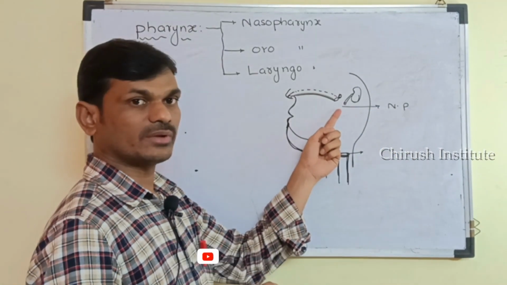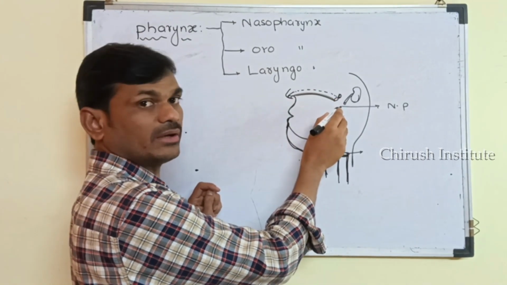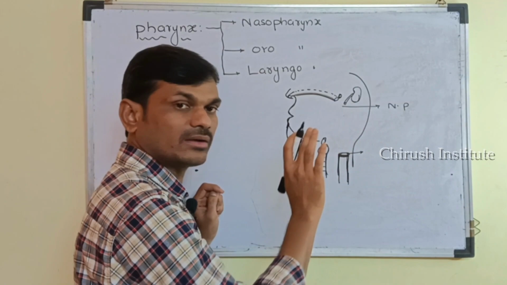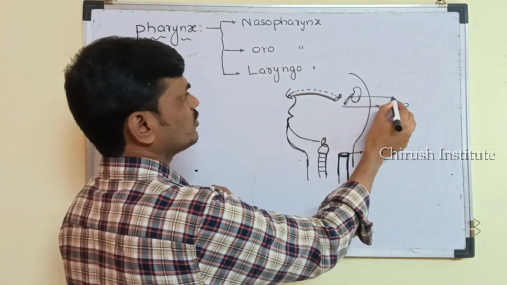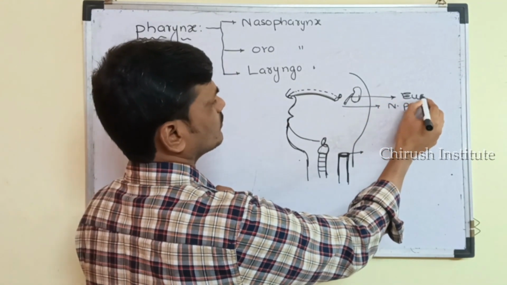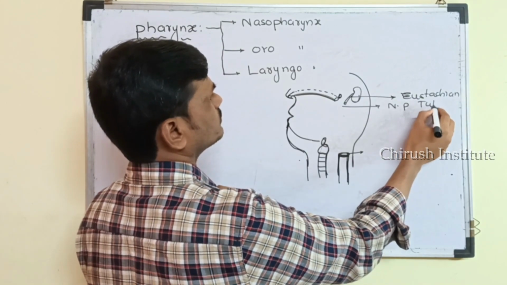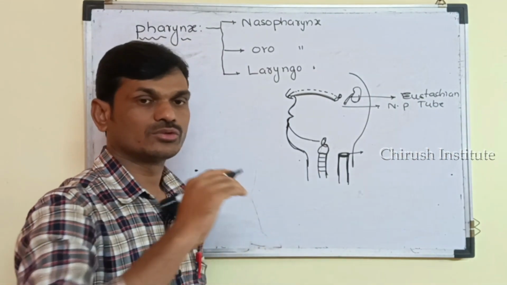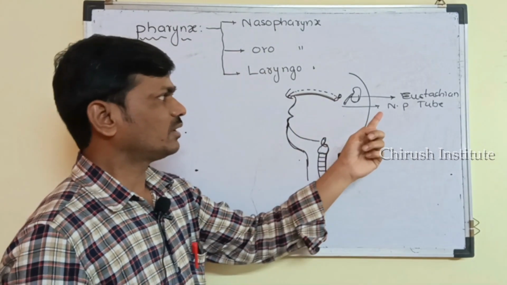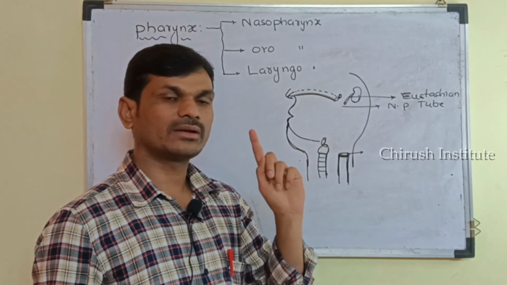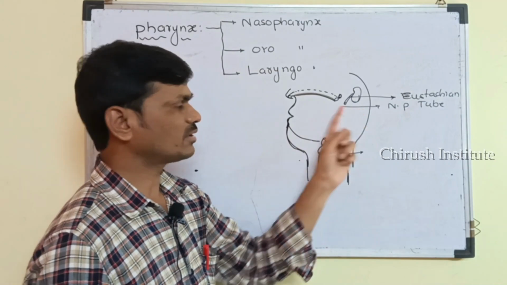The nasopharynx is the region behind and below the soft palate. This region of the pharynx we are calling the nasopharynx. Into the nasopharynx, the Eustachian tube opens. You know that the middle ear is connected to the nasopharynx by a small duct we call the Eustachian tube, which opens into the nasopharynx.